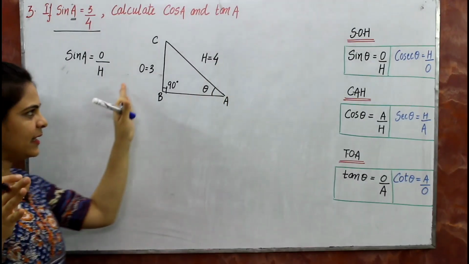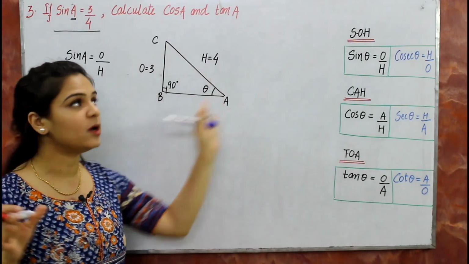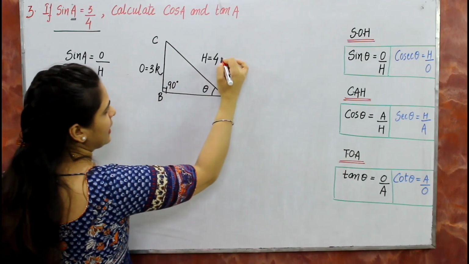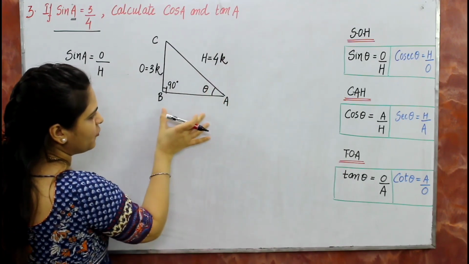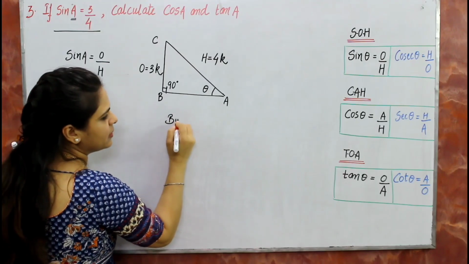Student, here we cannot take directly opposite side equals to 3 and hypotenuse 4 because they are in ratio. So you have to write this way, 3K and 4K. Now we need to find the value of AB. So let's use Pythagoras theorem here.